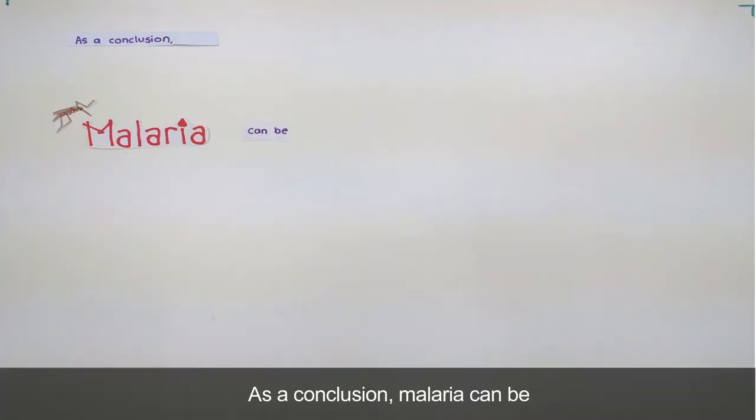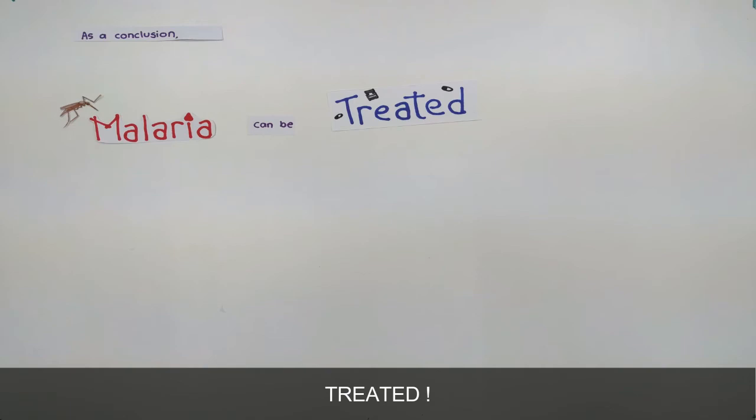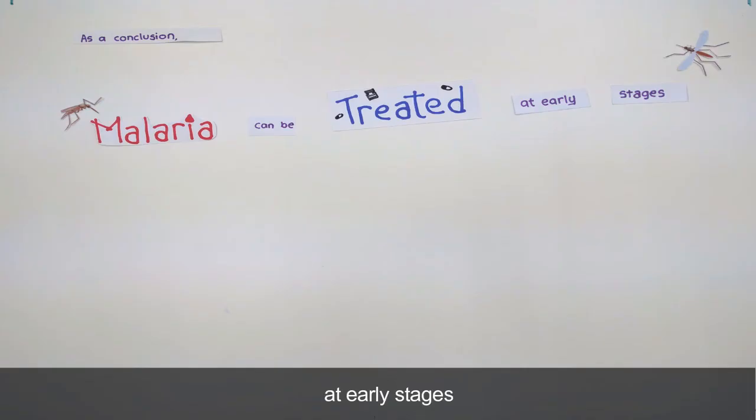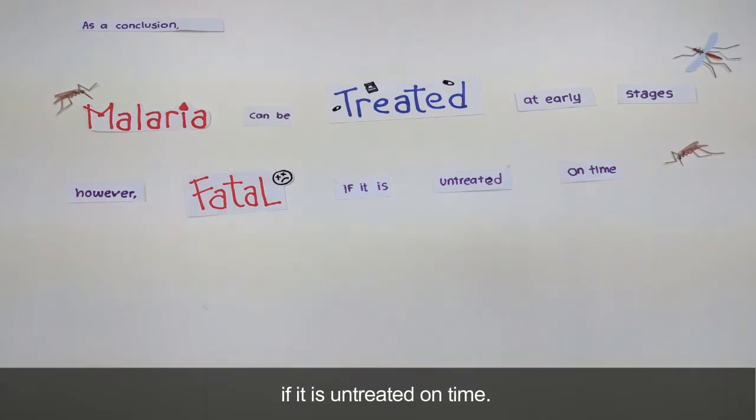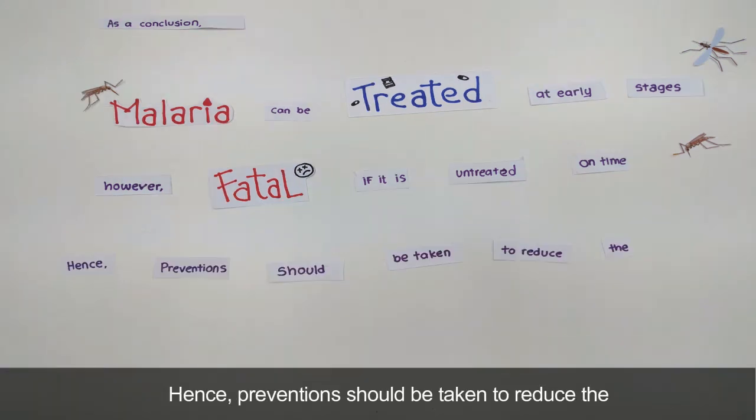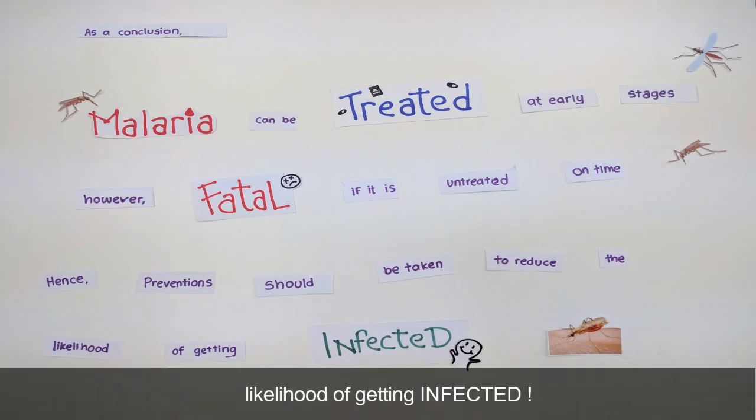As a conclusion, malaria can be treated at early stages. However, it is fatal if it is not treated on time. Hence, prevention should be taken to reduce the likelihood of getting infected.